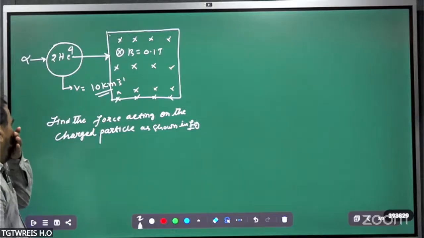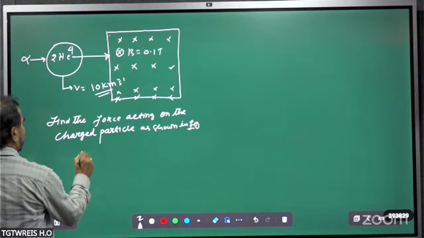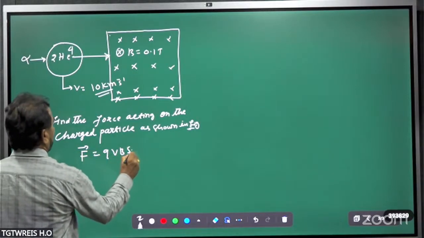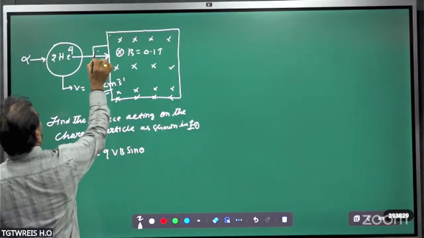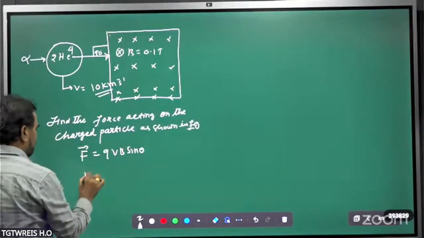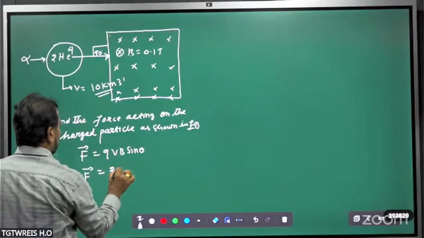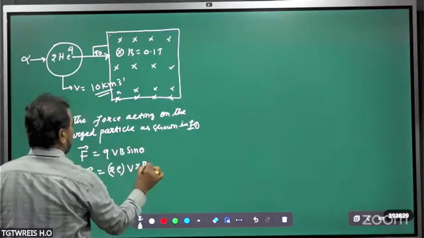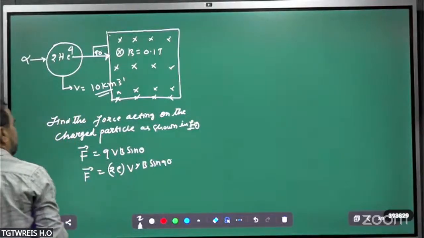Okay, the force acting on the charged particle is equal to how much? F is equal to QVB sin theta, which is already known. Where, what is the angle of projection? The angle of projection would be equal to 90 degrees here. Therefore, F is equal to Q, what is the Q? Q means 2E, into V into B sin 90 degrees. Okay, sin 90 degrees value is 1.